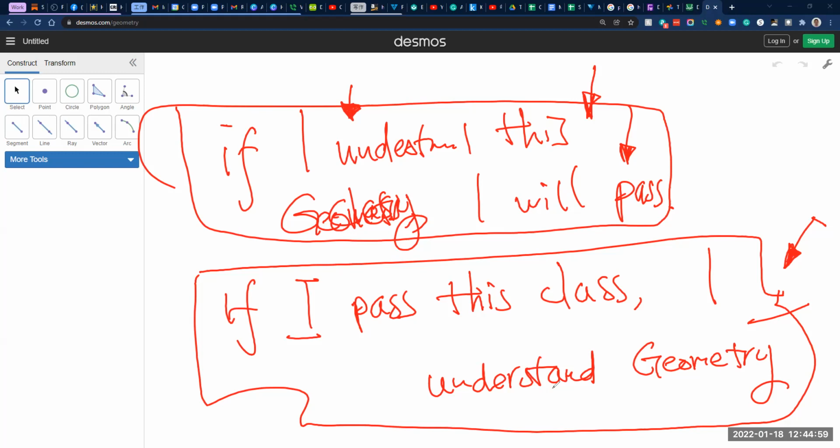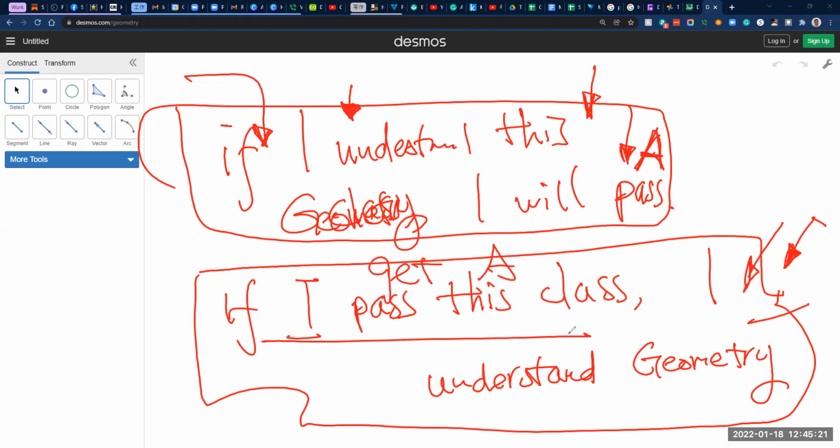Good. Even if we prove the statement, it does not mean we can prove the converse. So for example, if we can prove this is true, if I understand geometry, I'll get A, it doesn't mean that if I get A, I understand geometry. It's not necessary. So we still have to prove this one. Good. Okay.